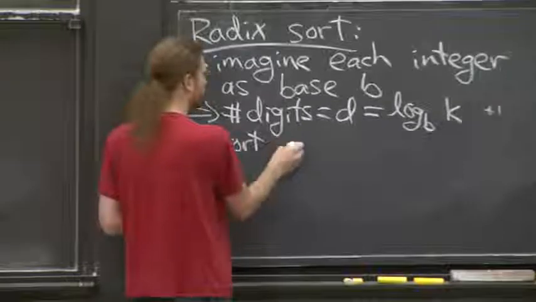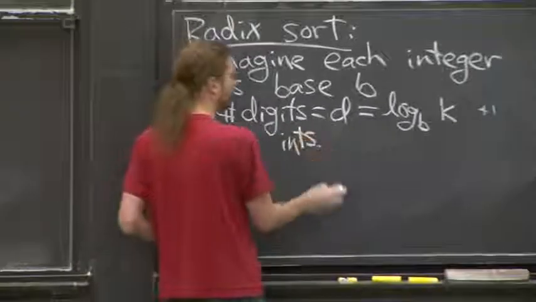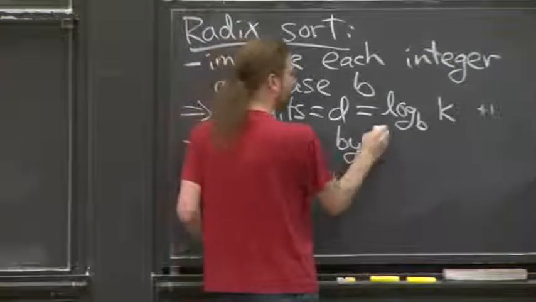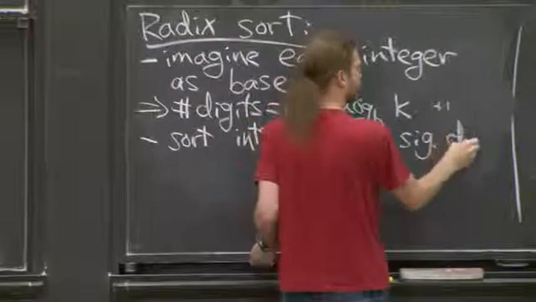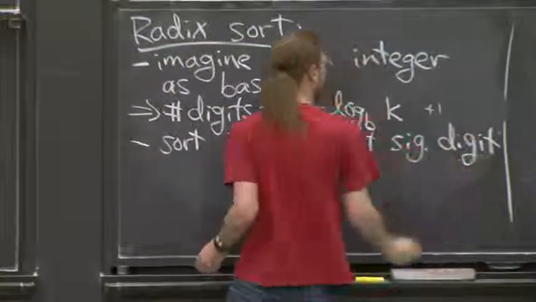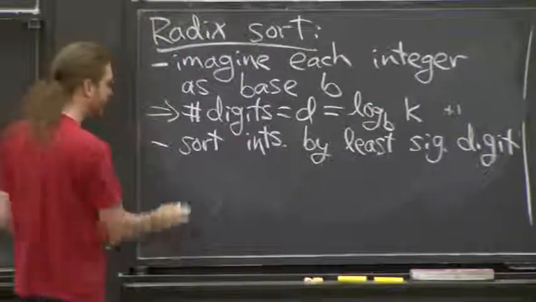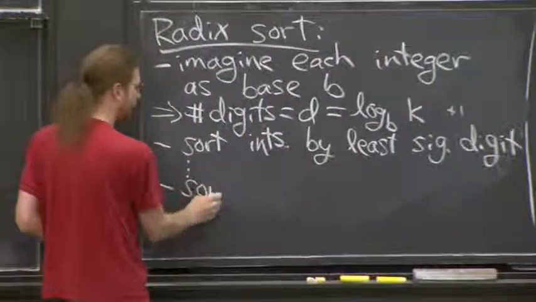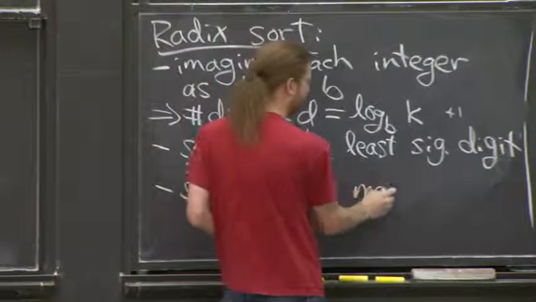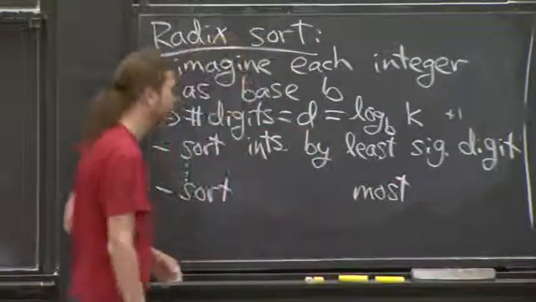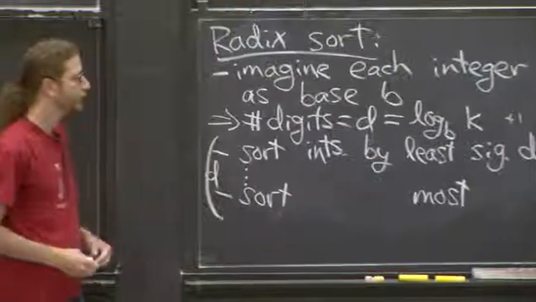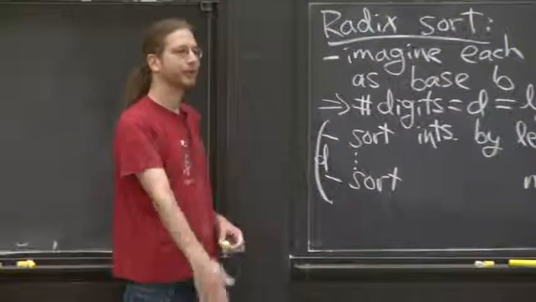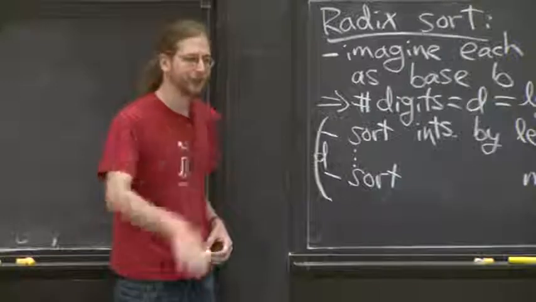Sort the integers, all of them, by the least significant digit, then sort by the next least significant digit, and so on, up to sorting by the most significant digit. So there are d iterations here for d digits. Sort all the integers by the least significant, all the integers by the next, and so on.